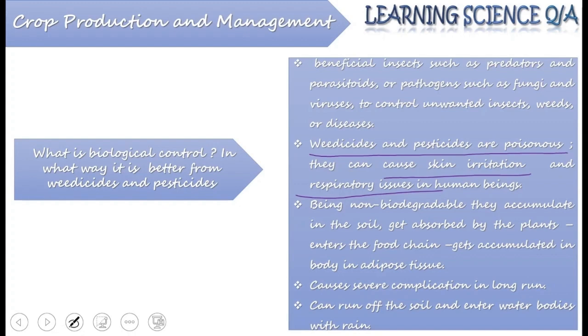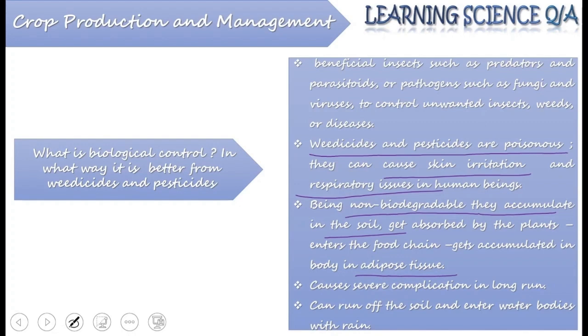Secondly, these chemicals are non-biodegradable. So they accumulate in the soil and they get absorbed by the plant. If they are getting absorbed by the plant, they will be entering our food chain. Always remember, every food chain starts with the plant being the first member. And from the plant, they can get inside animals and humans. In humans, they can get accumulated in the body tissue, fat tissue like adipose tissue.